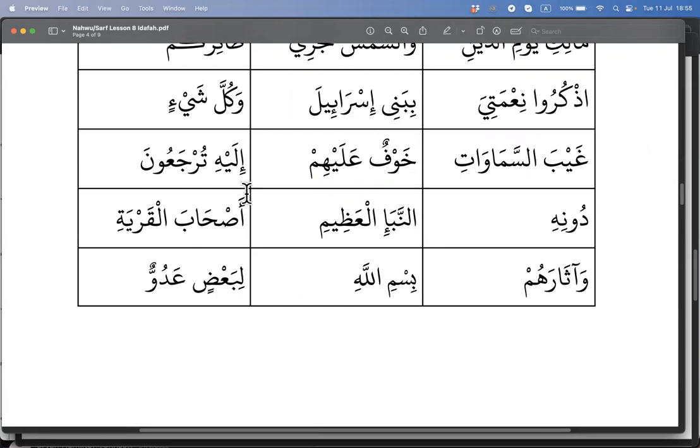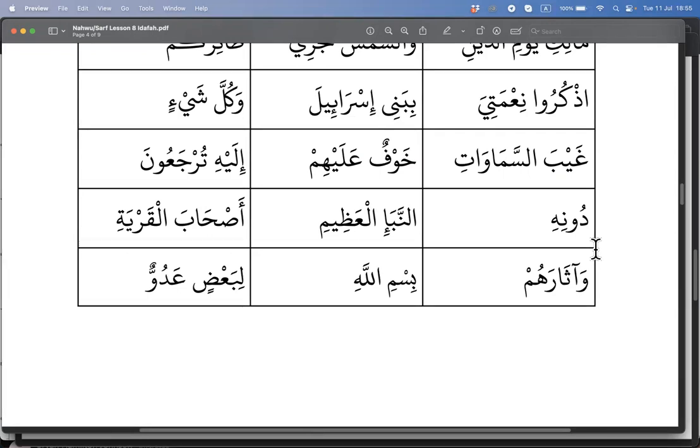Ilaihi turja'un. Ilaihi. You think this is an attached pronoun, nasab or jar, right? Yes. But ilai is not an ism, so not idafah. Okay, good. All right.